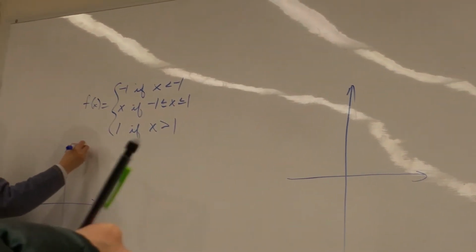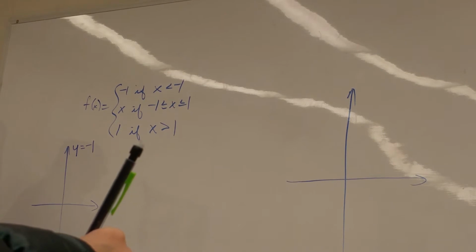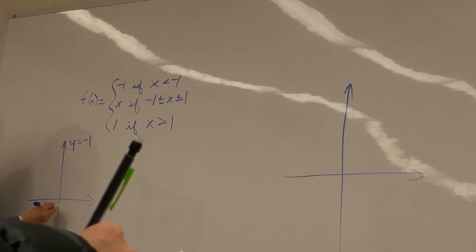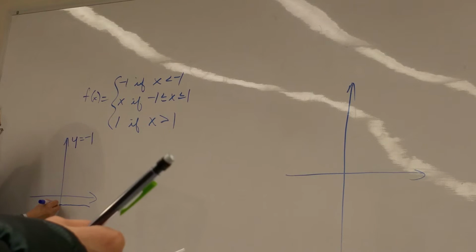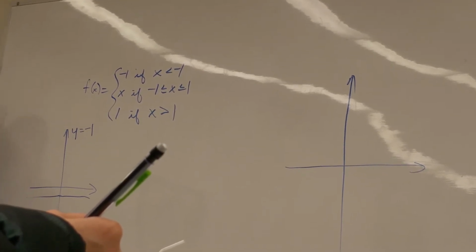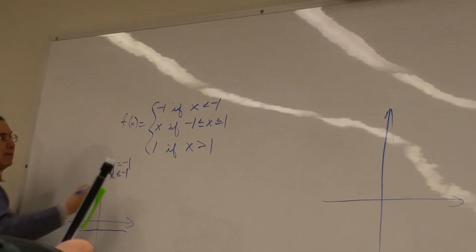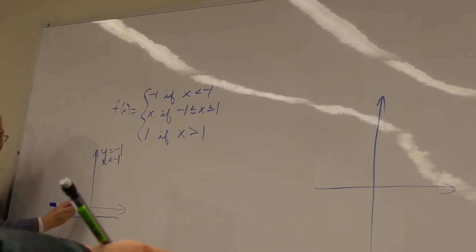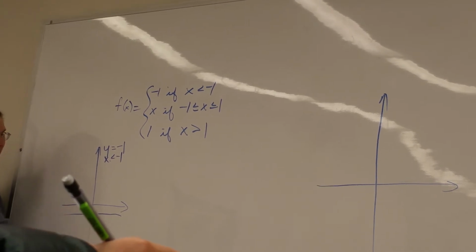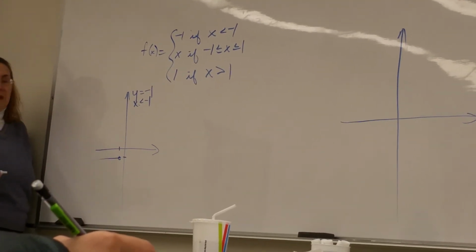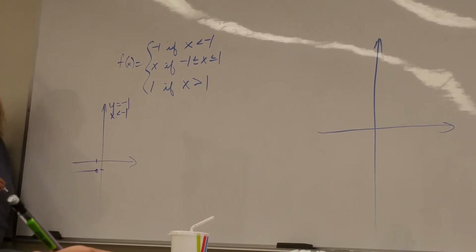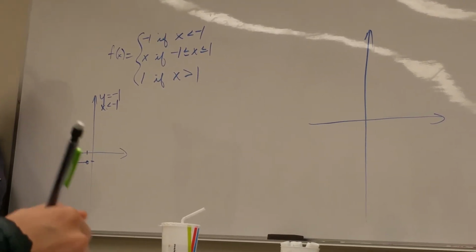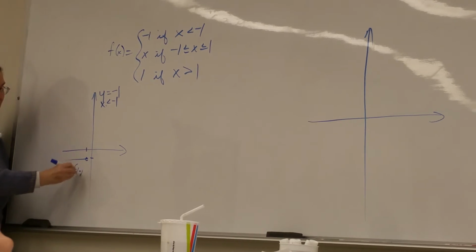All right, what does y equals -1 look like? Horizontal line, down one, at -1. But I don't want the whole piece, I only want the piece where the x values are less than -1. Open circle there. Less than -1. So I just want that piece of that horizontal line. What's that point? -1, -1.